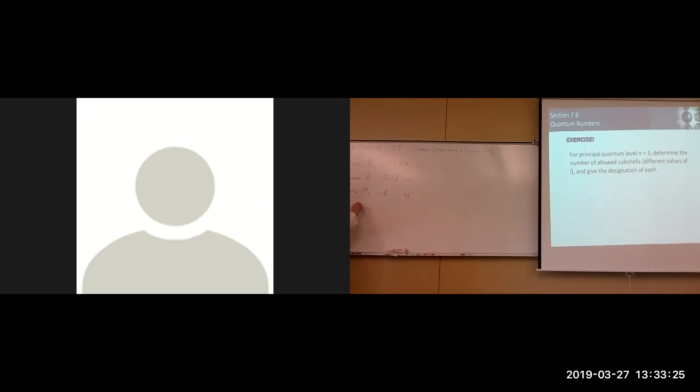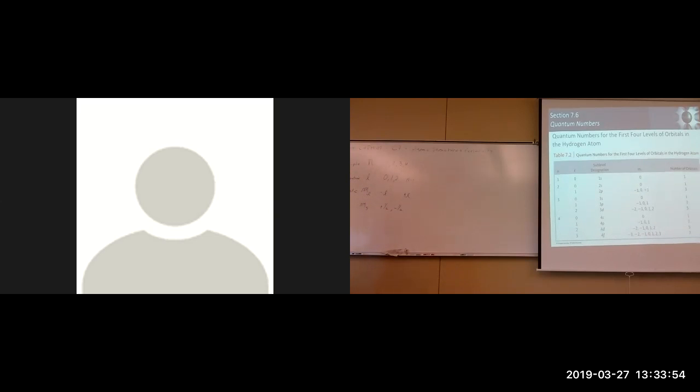And then the last one is the spin. This one is always plus 1/2 or minus 1/2. That's the easiest one to remember. So at any one of these L levels, you can have a plus 1/2 or a minus 1/2. That's all.